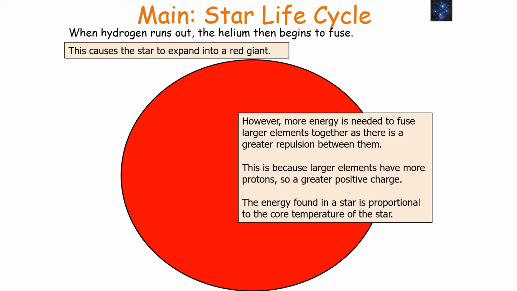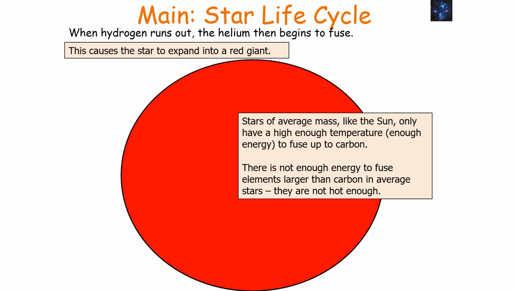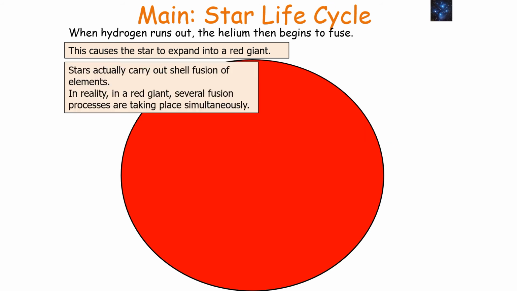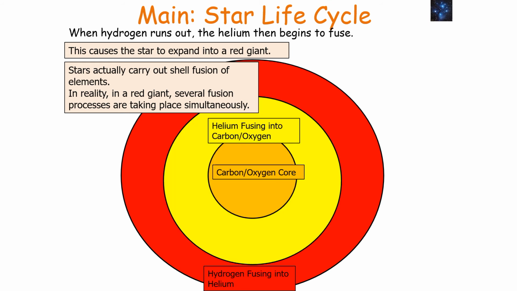Now the energy found in a star is proportional to its core temperature. Now there's not enough energy to fuse elements larger than carbon in average stars. They're just not hot enough. Now stars also carry out shell fusion of elements. So in a red giant, there are several fusion processes taking place simultaneously. So in reality, you've got several processes that are taking place.